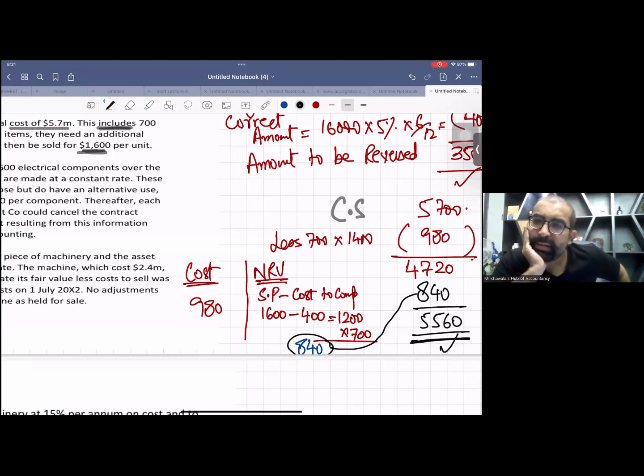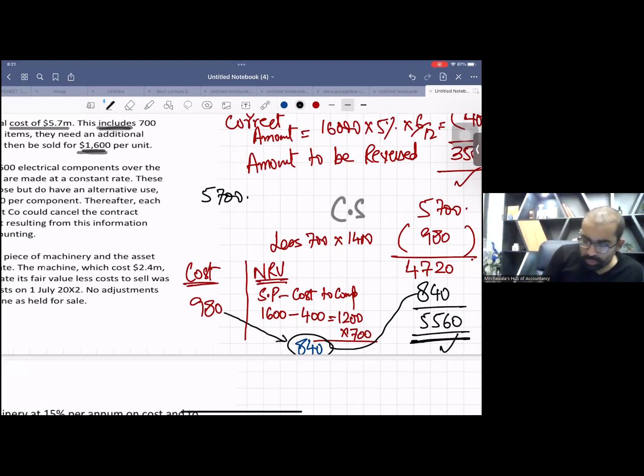Okay. Now, the way I taught you right now, it's like spoon feeding. I taught you in the F3 style, but there is a shortcut as well you can do. Listen, what was the original amount of stock? 5,700. And by how much did the value go down? By how much did the value go down from 980 to 840?